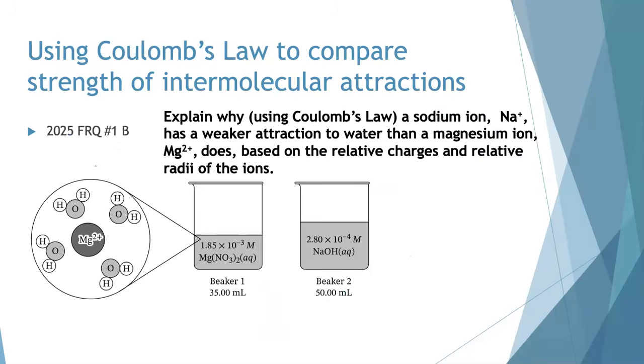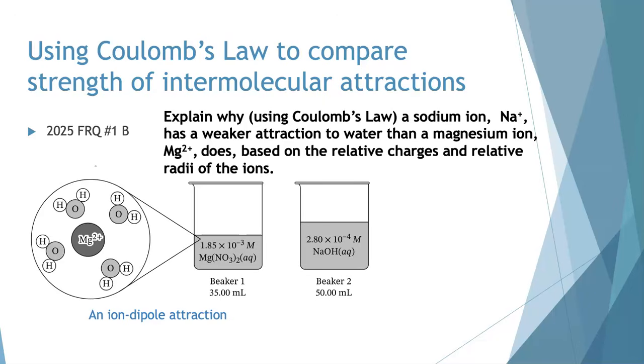Now, the next way that we often use Coulomb's law in AP chemistry is to talk about the strength of intermolecular attractions and to compare them. This is an important example from the 2025 exam, free response question number 1, part B, which asks you to explain, using Coulomb's law, why a sodium ion has a weaker attraction to water than a magnesium ion. And it was actually broken into 2 parts, based on the relative charges and based on the relative radii of the ions.